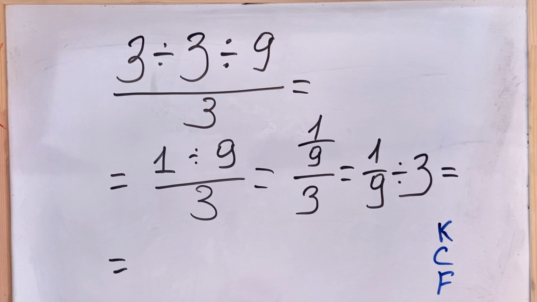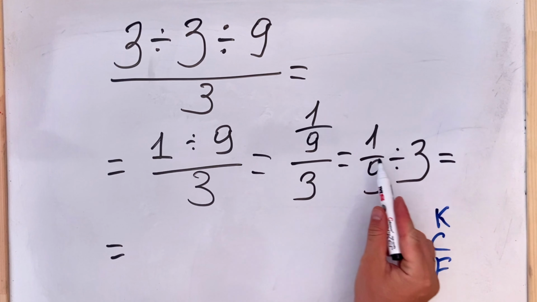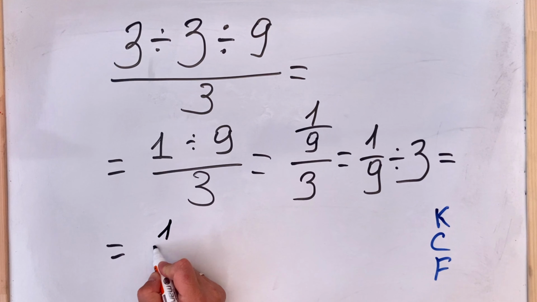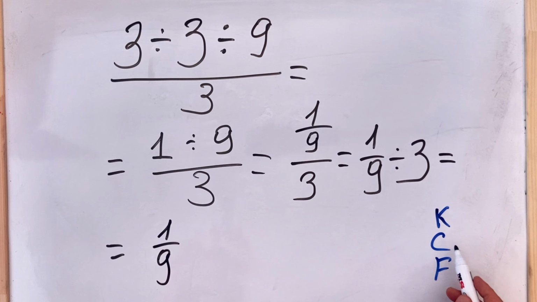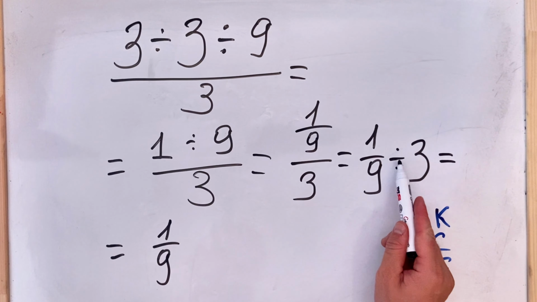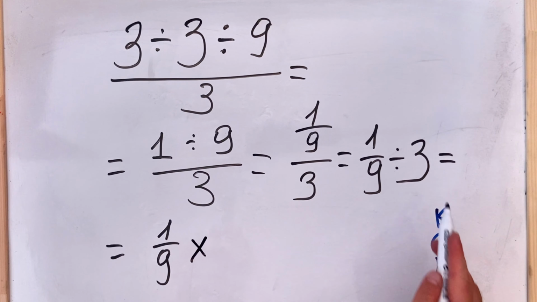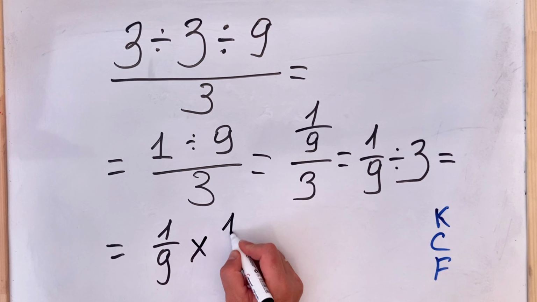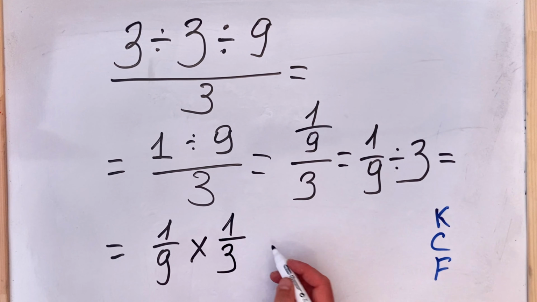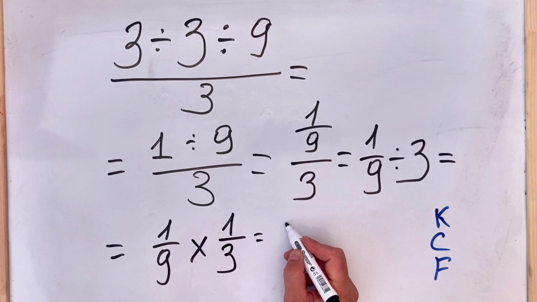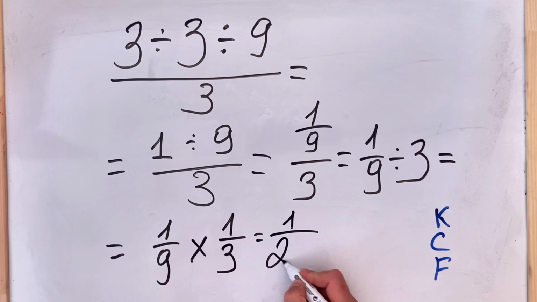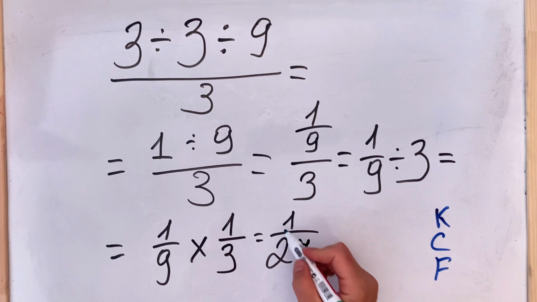KCF rule, which K stands for keep the first. So we are keeping the first. C stands for change the sign. We're changing the sign. And F stands for flip the second. In our case, we have 1/3. And the result would be 1/27.